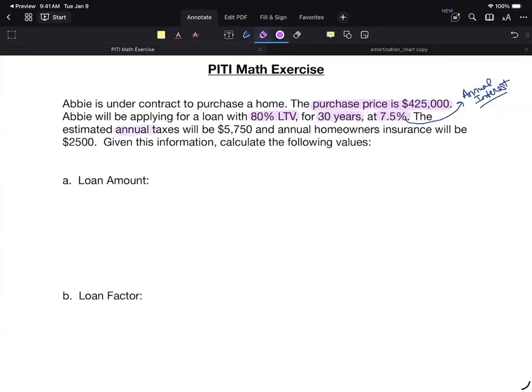Then we've got this number. The annual taxes will be $5,750, and the annual homeowner's insurance will be $2,500. Do both of those sound familiar? Like, you understand what that means? Yes, well, that's the T and the I. Right, that is the T and the I.